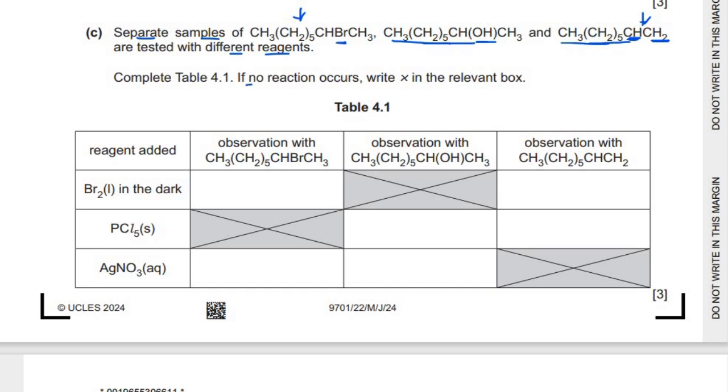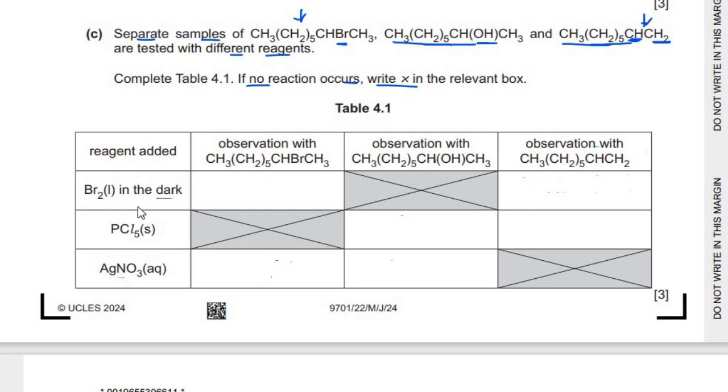So if no reaction occurs, we need to write the cross in the relevant box. So starting with the first compound here, where we have bromine reacting with the bromine in dark, this reaction won't occur because the elemental bromine cannot react with the haloalkane, so there is no reaction. Especially when it is in dark, it cannot even react with the alkane chain.